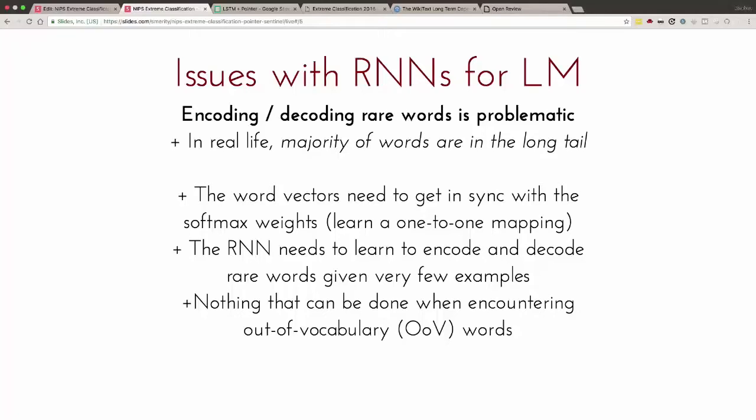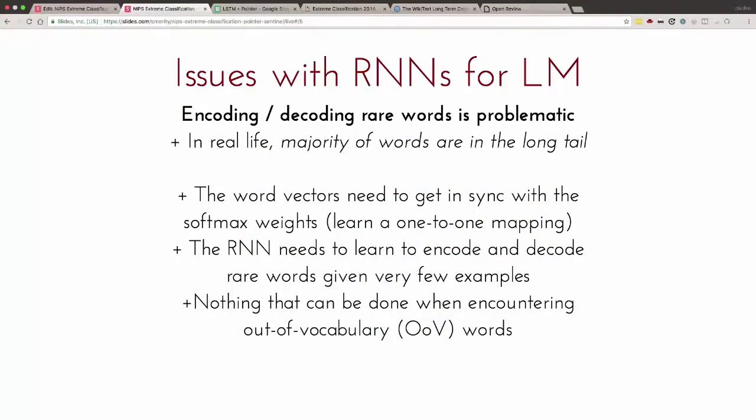This also leads into some other interesting problems. First, the idea that word vectors need to actually get in sync with the softmax weights. So when you're doing language modeling, a lot of the time all it's doing is spending a lot of energy learning this one-to-one mapping, which is not an efficient use of time, given that we already know exactly when those things line up. And the second is that when we have very few examples of these words in the long tail, actually learning to encode and decode them from the hidden state is problematic.